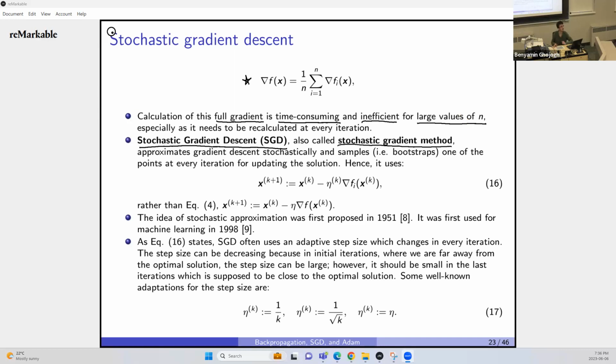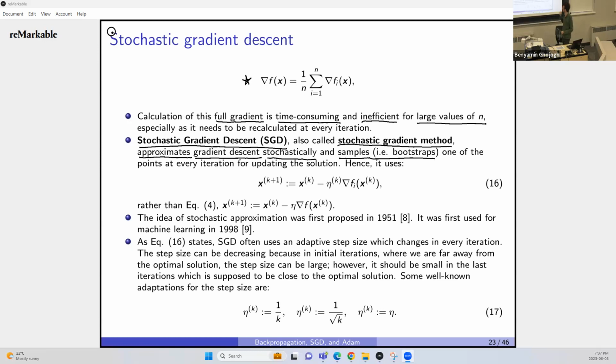What does it do? It approximates gradient descent stochastically, and when I say stochastically, I mean randomly. It samples or bootstraps one of the points at every iteration. I'll tell you what bootstrap is. Bootstrapping in statistics means sampling, as far as I remember, with replacement. Whenever you have a set of data points, you randomly take one of them, then you put it back, so you have the set again, then randomly take another one.